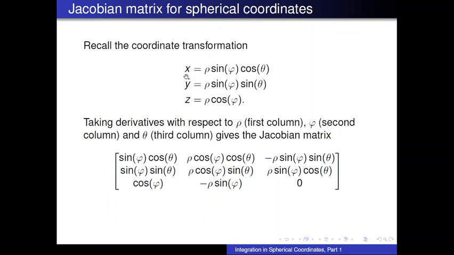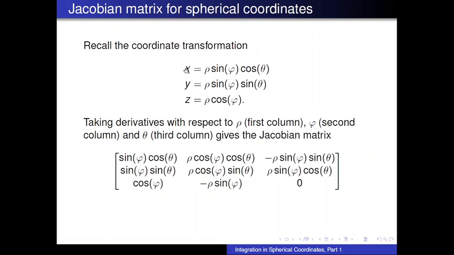In the first row, you'll take the partial derivatives of x with respect to rho, phi, and theta. And then in the second row, we'll take the partial derivatives of y with respect to rho, phi, and theta. And last but not least, we'll do the same thing for z in the third row of the matrix. Or we could also say, take all these derivatives with respect to rho in the first column, with respect to phi in the second column, and with respect to theta in the third column. So what does that give us here?